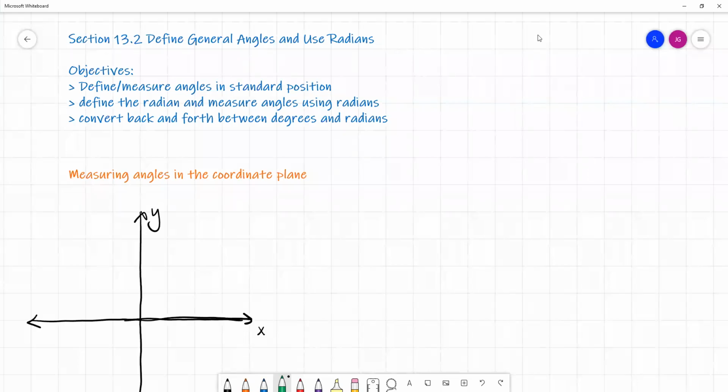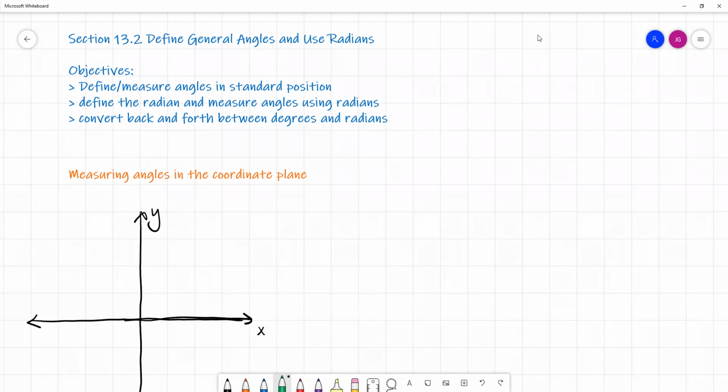Hey, Algebra 2, here is 13.2. We are defining general angles and using radians. That's pretty much the basis of our objective: to define and measure angles in standard position. We'll talk about that in a little bit. Define the radian and measure using radians, and then convert back and forth between degrees and radians.